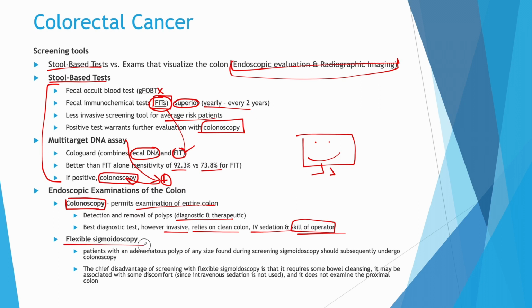An alternative is a flexible sigmoidoscopy. This only goes up into the sigmoid colon, and part of the distal colon.